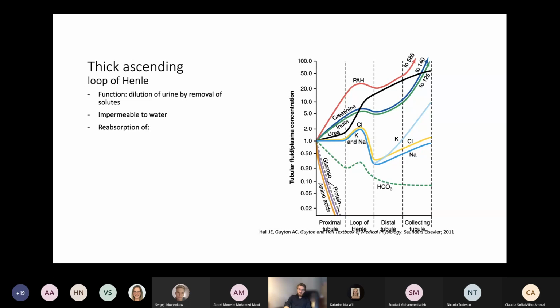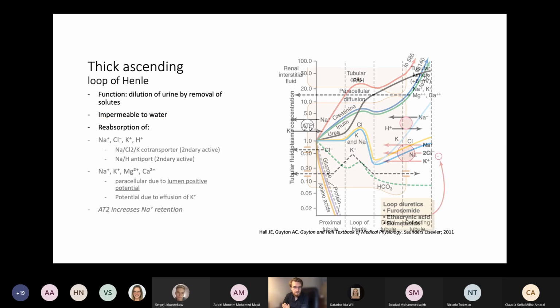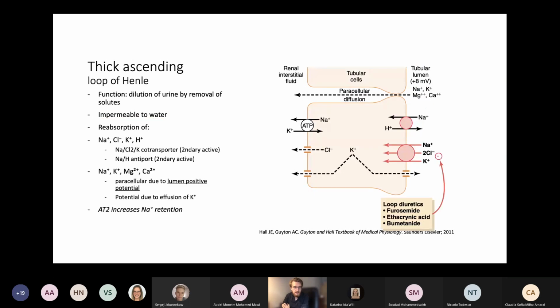For the thick ascending loop, so the second half of this diagram, the opposite is true. The thick ascending loop is impermeable to water, but a lot of solvents are actually reabsorbed. Sodium chloride, potassium, and protons are reabsorbed by secondary active transport. So there is a very important transporter that you have to remember. That is the sodium chloride and potassium co-transporter and the sodium proton antiporter. All of this is fueled again by the sodium potassium ATPase.